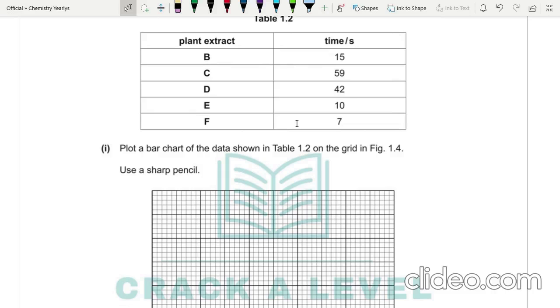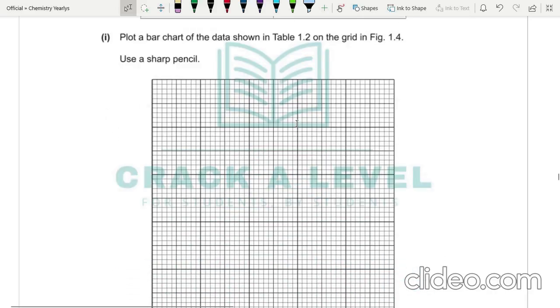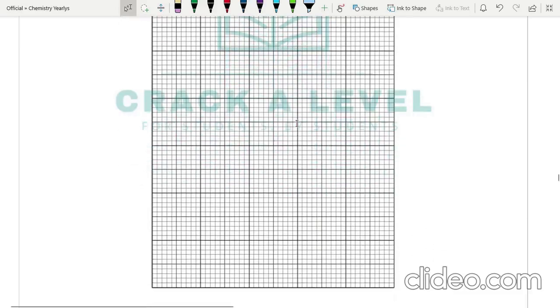I have also provided this guide in the revision, or you can say the expected paper, which I posted yesterday. So you could go and watch it if you do not know in which case we are going to be making a bar graph or a line graph. Other than that, the examiner also tells us to draw a bar graph. So they are saying plot a bar chart of the data shown in table 1.2 on the grid in figure 1.4.